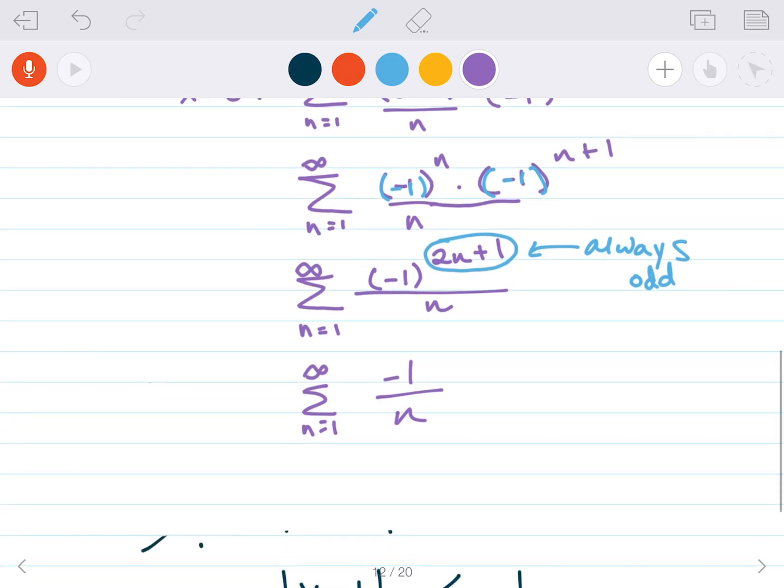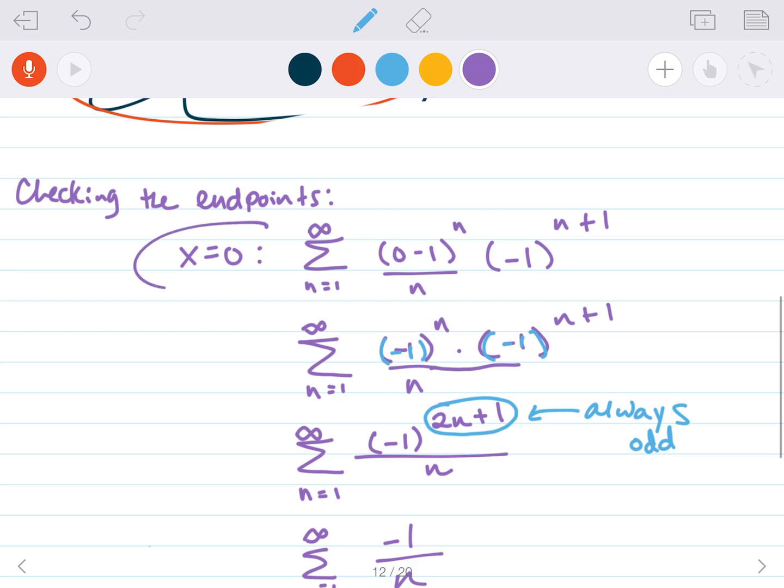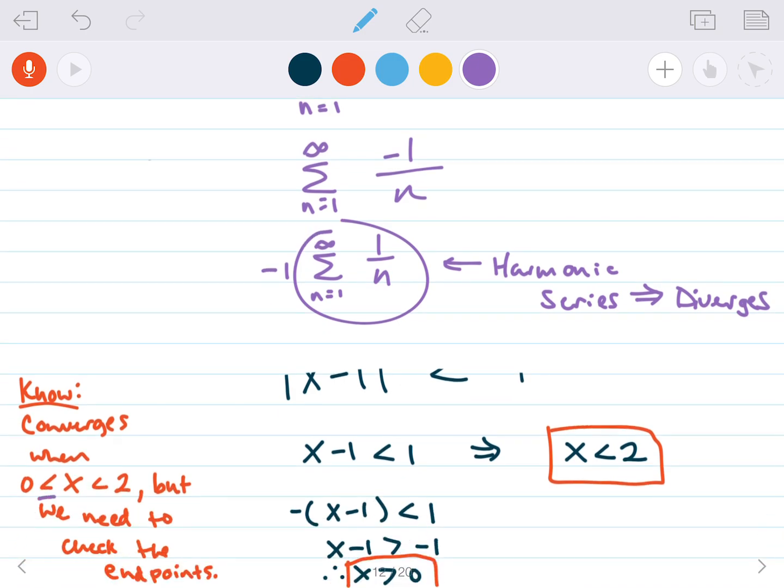So if I factor out a negative 1, then I have negative 1 times the sum from n equals 1 to infinity of 1 over n, and this is the harmonic series. This diverges, which means that negative 1 times a divergent series is also going to diverge. And what is the bigger implication of that? x equals 0 is not included in this interval of convergence, because when x equals 0, the series diverges. It's the negative version of the harmonic series. So we don't put this guy under there.